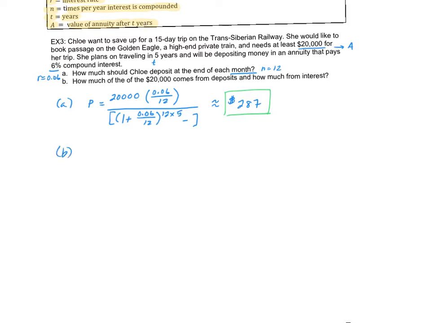Part B. How much of the $20,000 comes from deposits and how much from interest? Okay, well, the deposits, that would be the amount of money that she's putting in. And since she's putting in $287 per month, there's 12 months in a year, and she's investing for 5 years, it would be 287 times 12 times 5, which gives us 17,220. Again, I'm rounding. So this would be deposit.